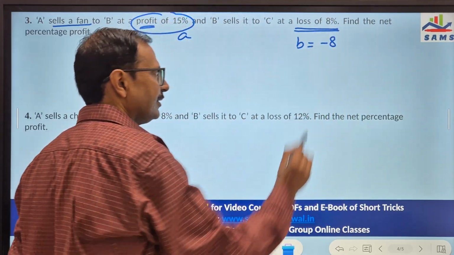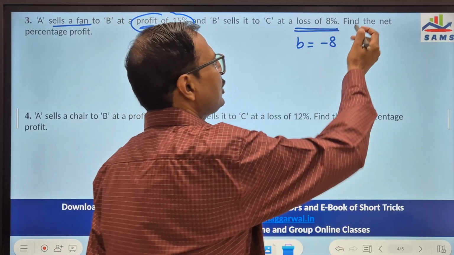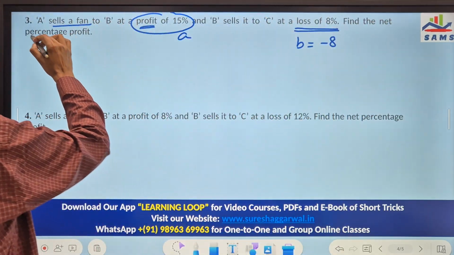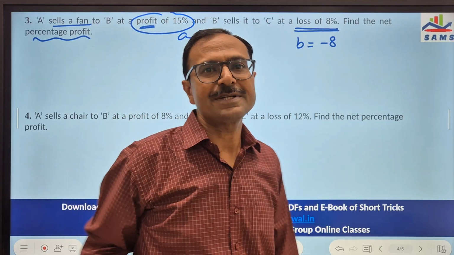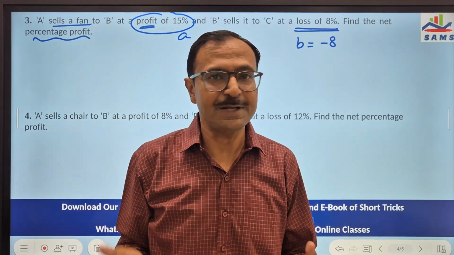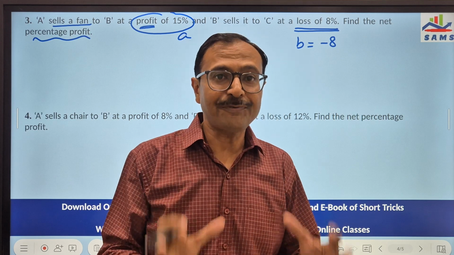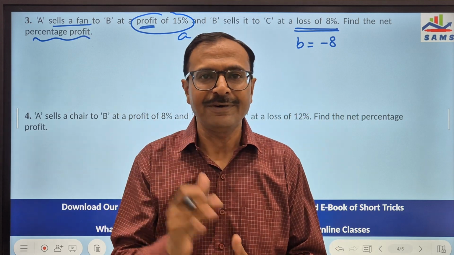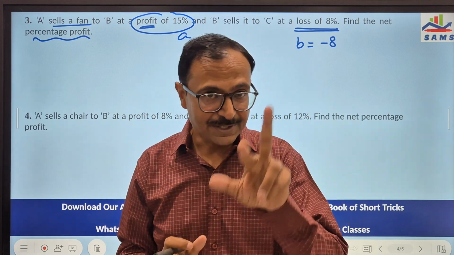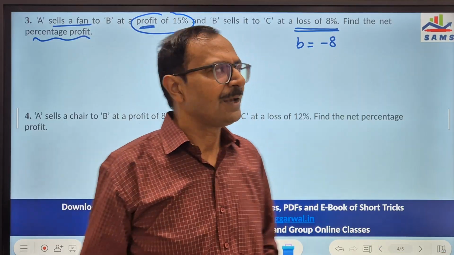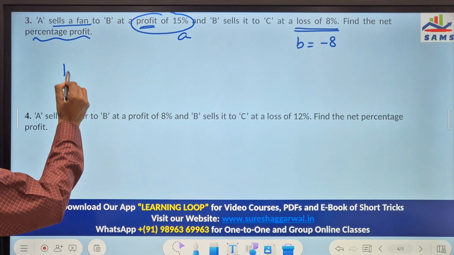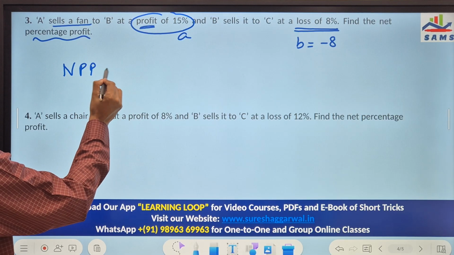Now this is important, loss. So we need to find the net percentage profit. See, I have written here net percentage profit. So it is net percentage profit only. But in case your final answer comes out to be negative, it results in net percentage loss. So sign conventions are very easy here. Let's see, net percentage profit.